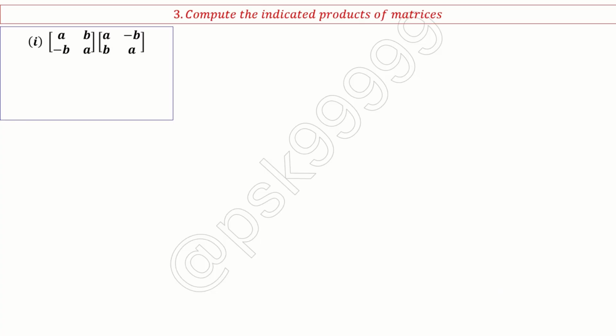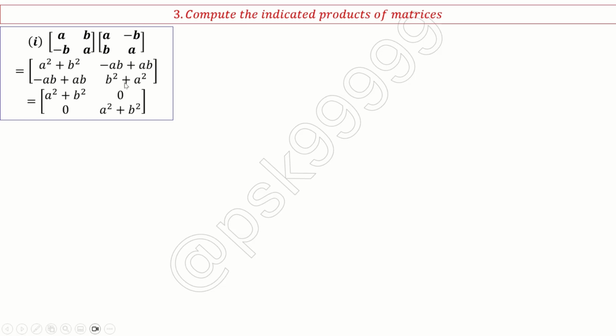Okay, this is just a product, so you can do it yourself and cross check the answer. This is straightforward. Okay, row into column, first element, row into second column, second element, second row into first column, third element, second row into second column, fourth element. Okay, do it carefully.